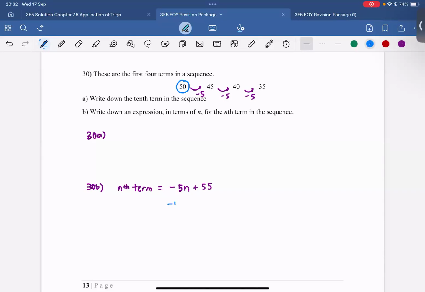Now you check. When n is 2, -10 plus 55 is 45. You see? You get the second term. When n is 3, -15 plus 55 is 40. You see? You get the third term. So therefore the n-th term is just -5n plus 55.